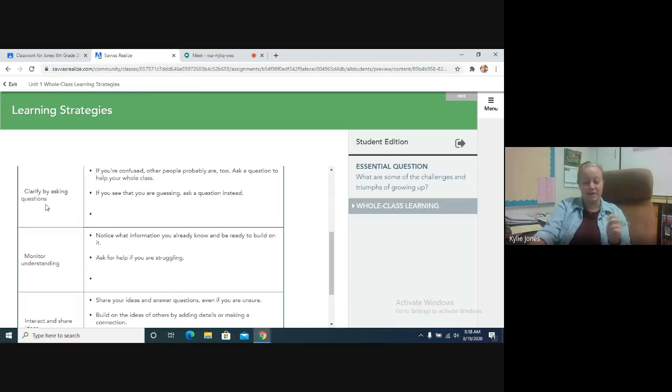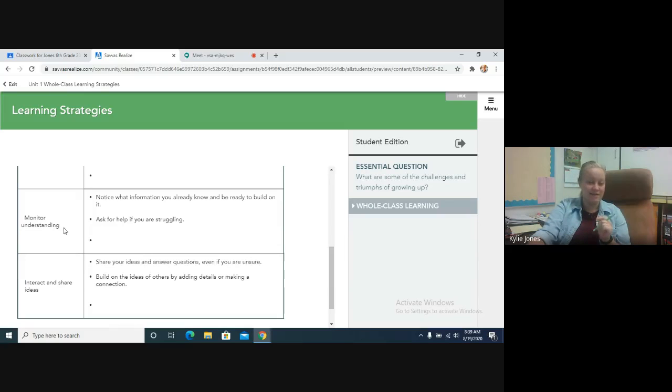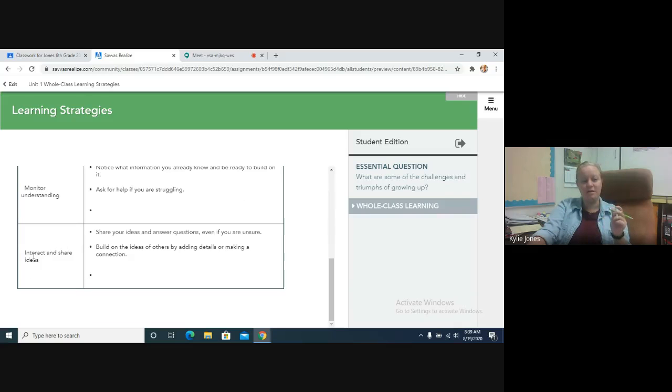The next one is clarify by asking questions. So if you're confused, you ask questions about it, right? The next one, monitoring understanding. So that's your own process of if you are understanding what we're talking about. So you kind of have to gauge that yourself. And then our last one we're going to talk about is to interact and share ideas. This is a big one for the whole group type of thing. I know that it's kind of weird on the video setting to be able to interact super easily. Like if we were in class, you'd be able to raise your hand and give us your ideas really quickly. But in this type of setting, it's a little bit harder, right?